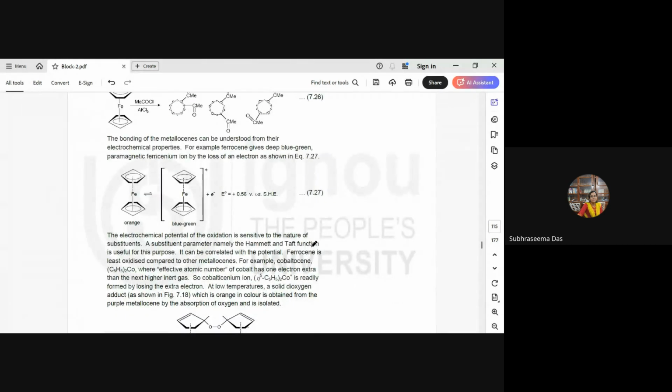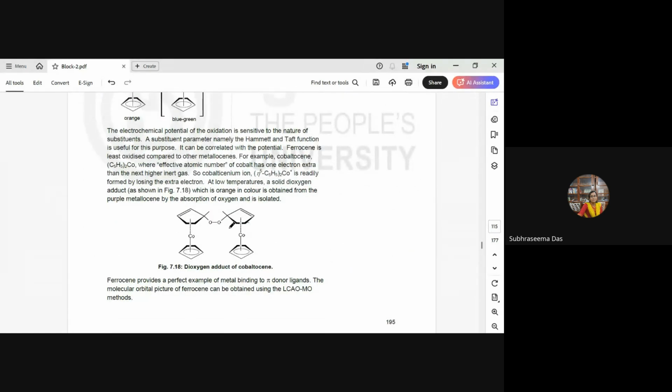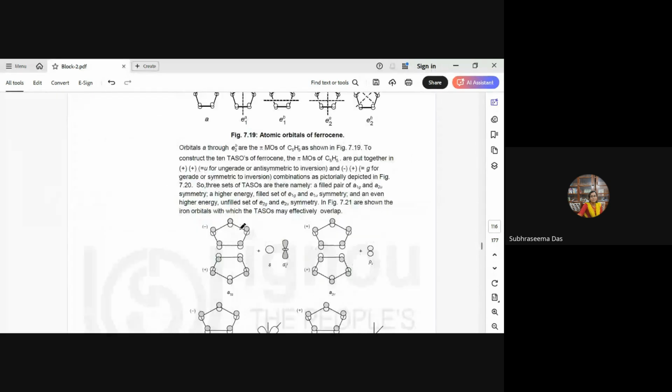The bonding in metallocenes has also been understood from their electrochemical properties. By looking at the electrochemical properties, there is a parameter we call the Hammett and Taft function, which gives us an idea about the bonding in ferrocenes.